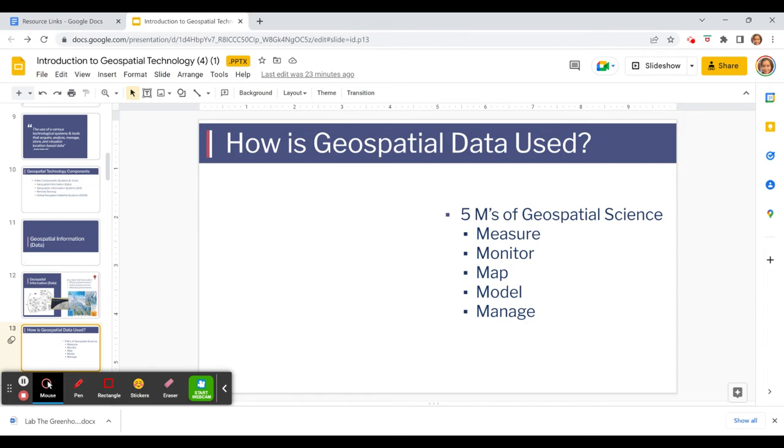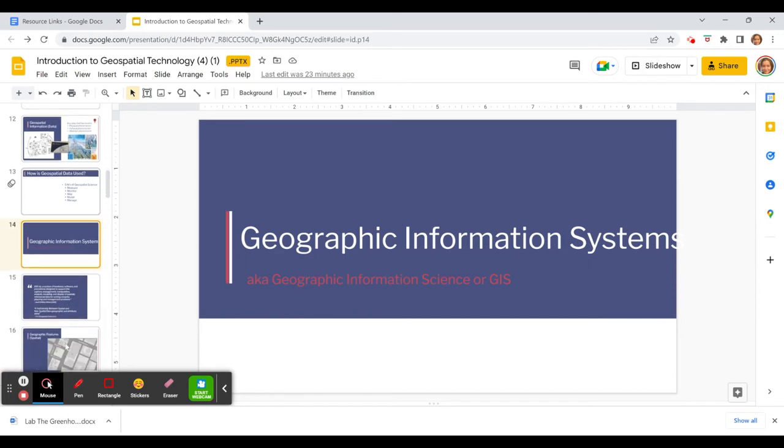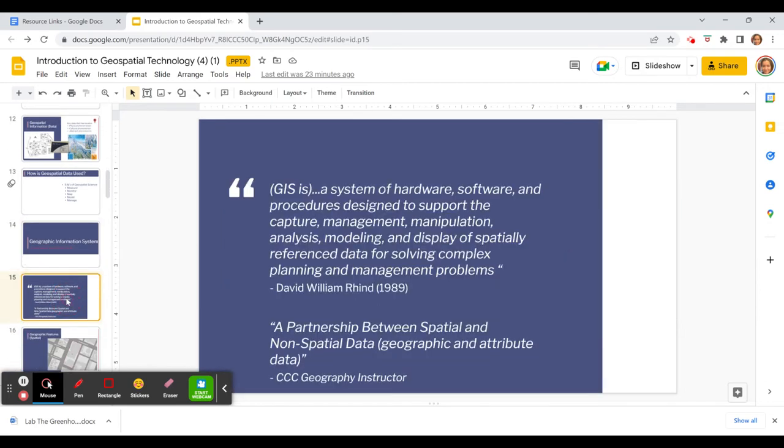Well, how is this geospatial data used? We use the 5 M's of geospatial science, which is measure, monitor, map, model, and manage. And then that automatically moves us into GIS. GIS is a system of hardware, software, and procedures that supports, captures, manages, manipulates, analyzes, models, and displays spatially referenced data that helps solve problems for planning and management.